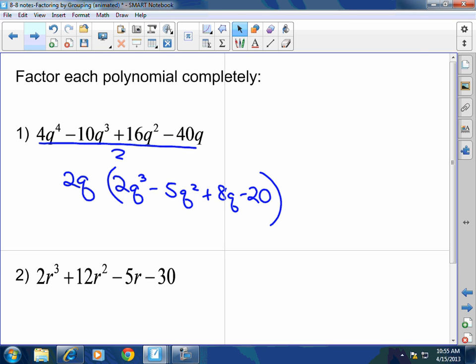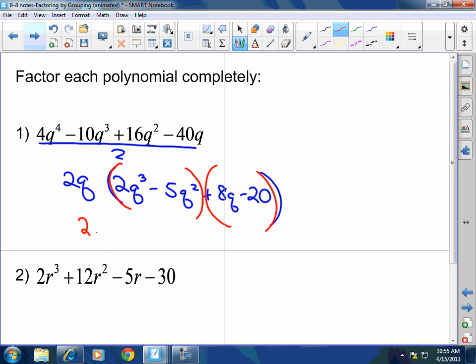Now, let's group it. So you take your first 2, and you take your second 2. Is everyone with me so far? Okay. I got to have my 2q that I factored out, though, always. All right, what am I going to factor out of this bad boy? A q squared, right. So I can take out a q squared. I'm left with 2q minus 5. What do I factor out of this bad boy? A 4, very good. So plus 4, and I got 2q minus 5.